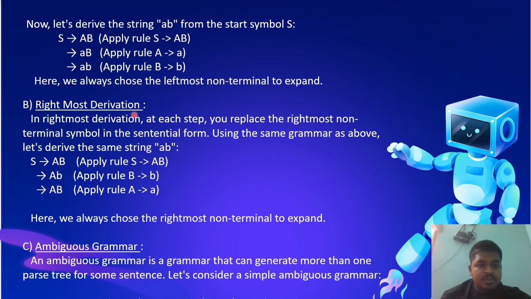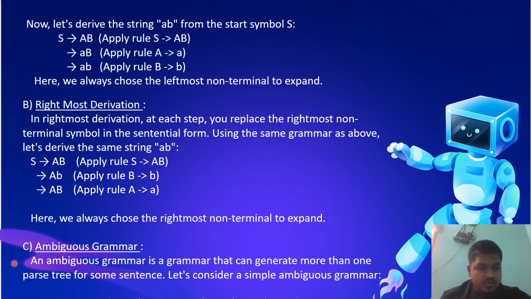Option B, rightmost derivation. In rightmost derivation, at each step you replace the rightmost non-terminal symbol in the sentential form, using the same grammar as above. Let's derive the same string AB. S → AB applies S → AB, AB → Ab applies rule B → b, Ab → ab applies rule A → a. Here we always choose the rightmost non-terminal to expand.